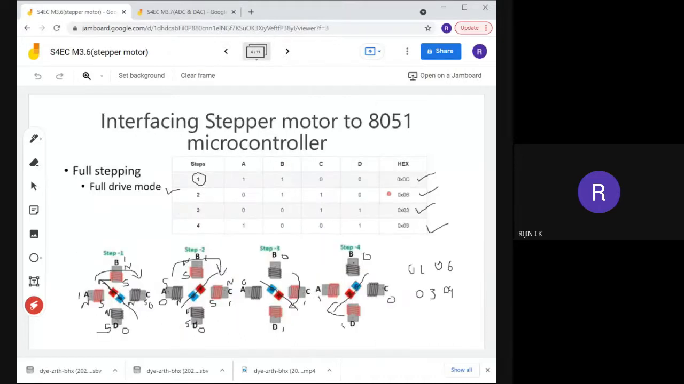ഇതായിരുന്നു സീക്വൻസ് 0C, 06, 03 and 09. So these are the sequence. So if you give these values as the input to the stepper motor, what will happen? It will rotate in full drive mode.